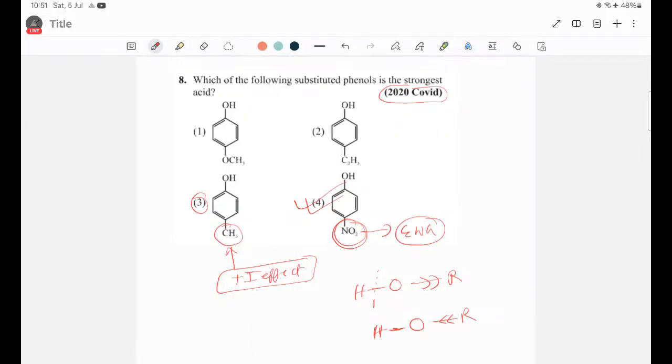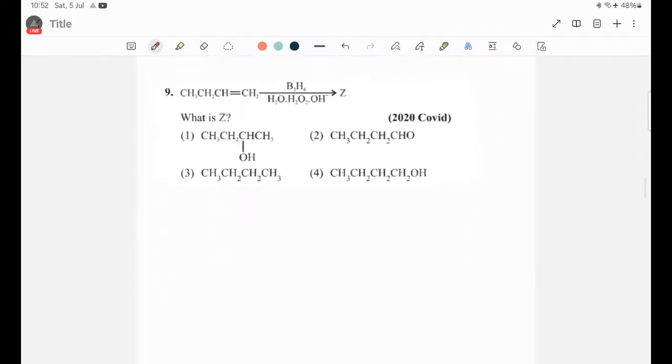See, only in case of an electron withdrawing group will the acidity be increased. So option 4 will be correct, because the other groups like OCH3, C2H5 and CH3 all have either a plus I effect or a plus R effect. Even this OCH3 has a plus R effect. This is the resonance effect, meaning the lone pair of oxygen can be involved in resonance with this phenyl ring. So in all these cases 1, 2 and 3 the acidity will be decreased. Only in option 4 the acidity will be increased because the electron withdrawing group is present there. So now moving forward to the 9th question.